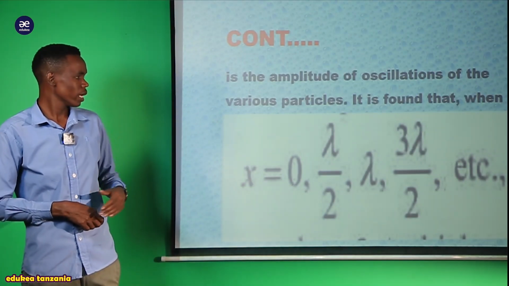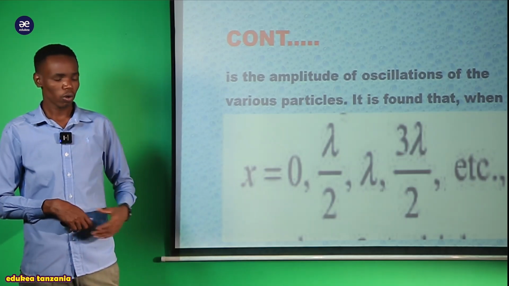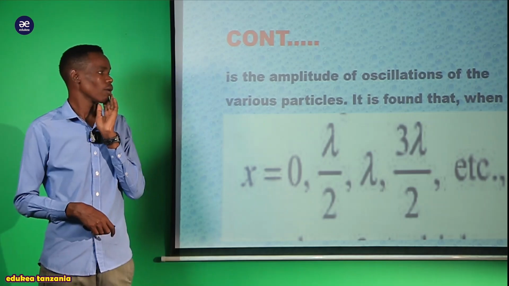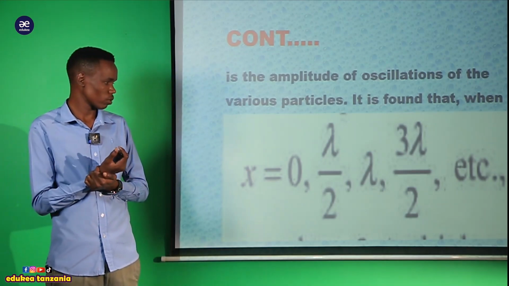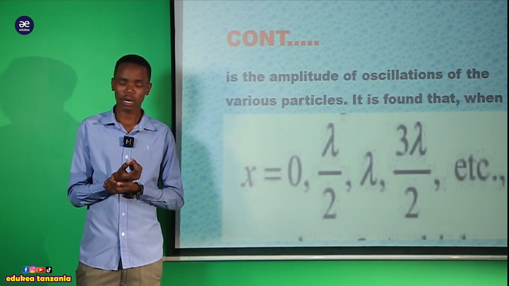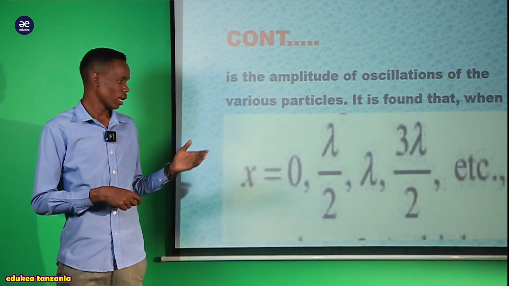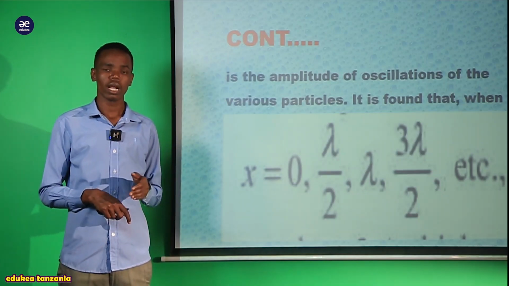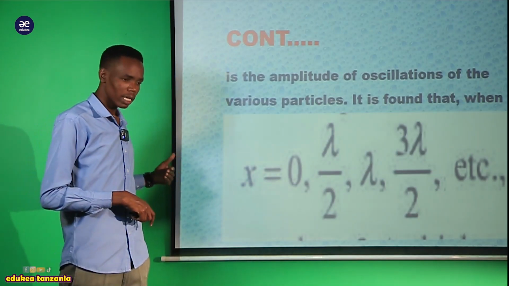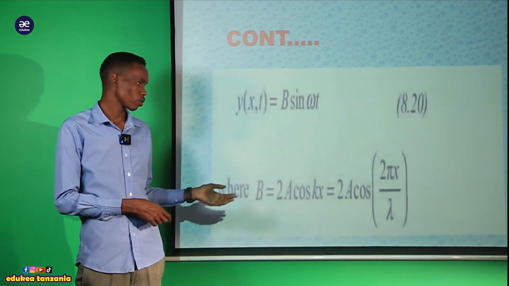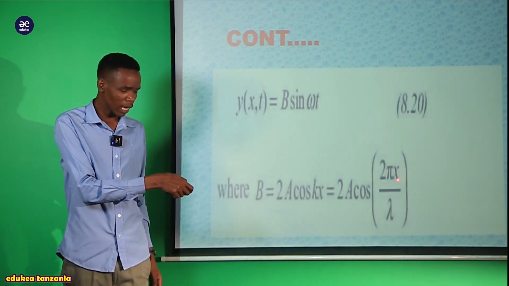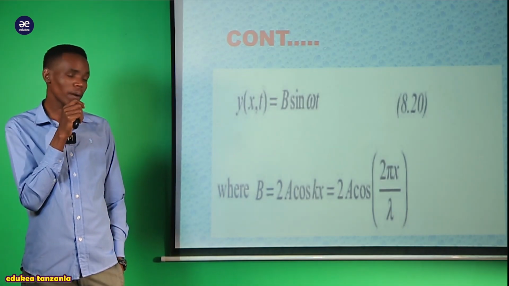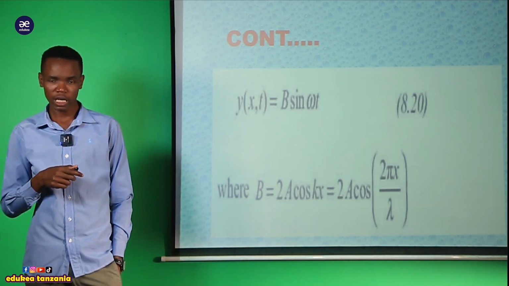It is found that when this x is equal to 0, kwa huyu hapa anakuwa anapatikana kwa sababu tumeshasema ni amplitude of oscillation for the wave for the various particles. Now we could say that this occurs when x is equal to 0, x is equal to lambda divided by 2, x is equal to 3 lambda divided by 2. This x here, distance, could vary from our equation here. Huyu x ambao tunamuona hapa, ili tuweze kupata amplitude of oscillation for the various particles.